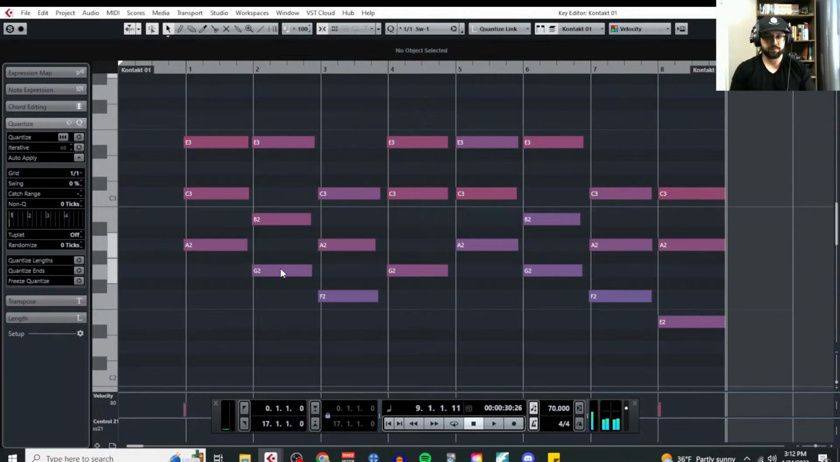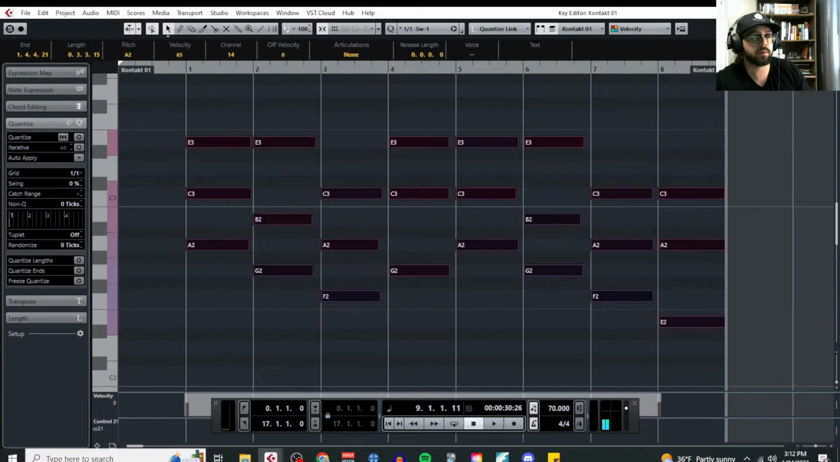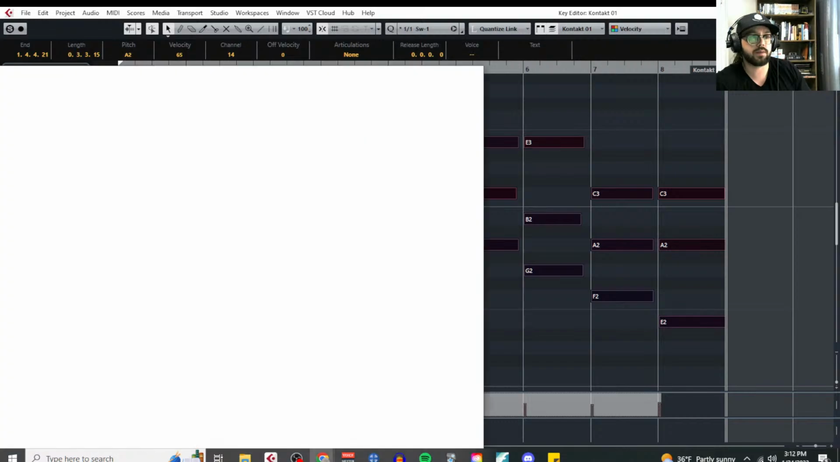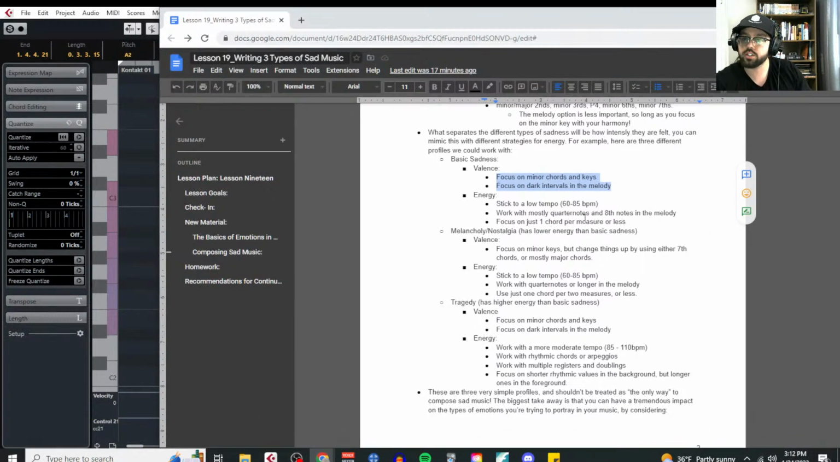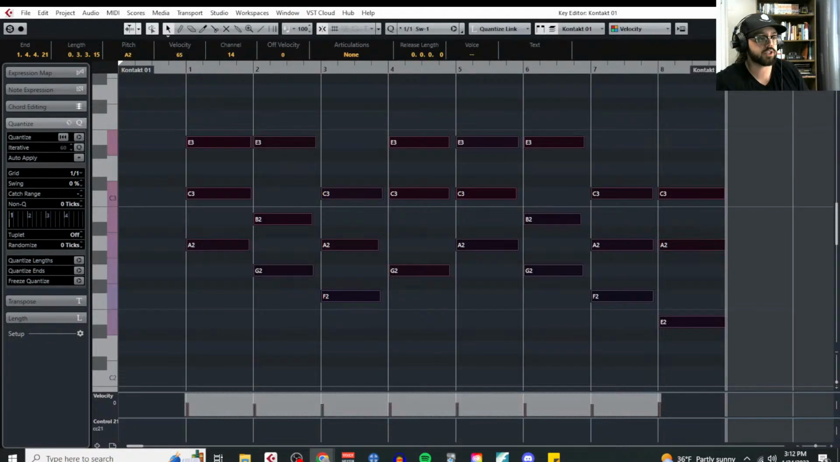But we've got an A minor. We've got an E minor. We have F major. Then we have a C major. A minor, E minor, F major, then A minor again. So this is a pretty simple chord progression in the key of A minor. We have one chord per measure, which is what we said we would be working with in here. We have one chord per measure or less. We have a low tempo around 70 BPM. We're focusing on minor keys. Let's now focus on a melody, shall we?